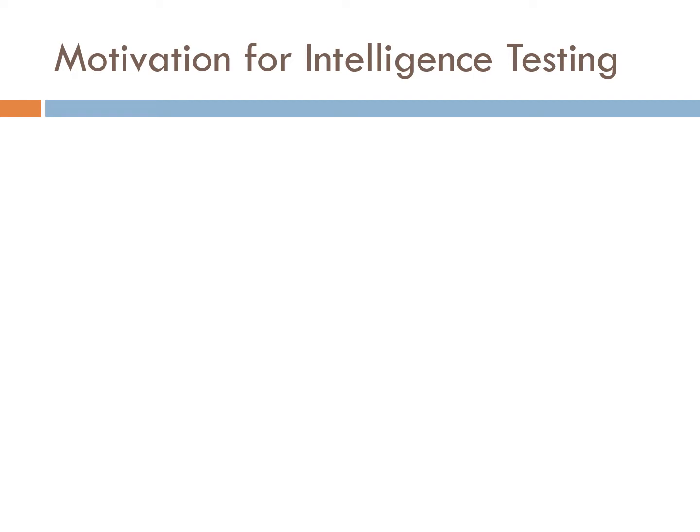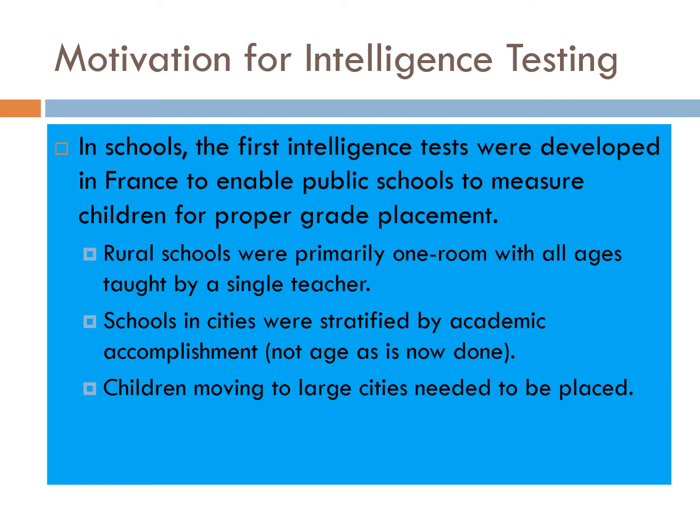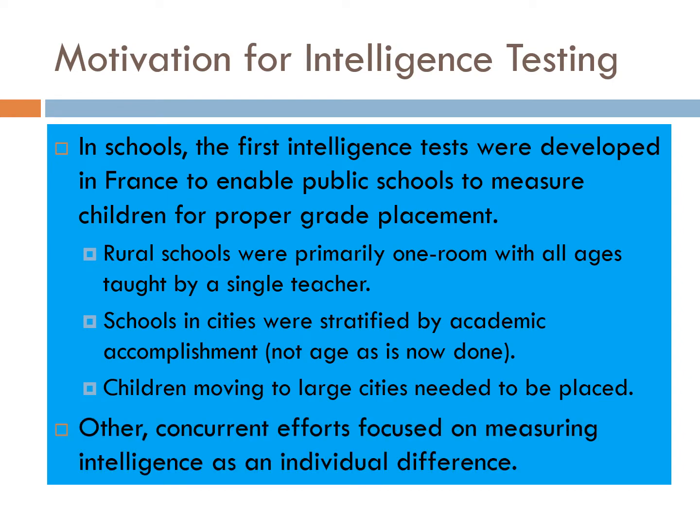So if we look at some of the motivations for early intelligence testing, remember, the first intelligence tests were developed in France to enable public schools to measure children for proper grade placement. The reason for this was that, as we were moving from a rural, non-industrial economy to an industrialized economy, we started to see that rural schools were at a disadvantage, right? Because they were primarily one-room schools with all ages being taught by a single teacher, so there's not a whole lot of progression in terms of education, right?